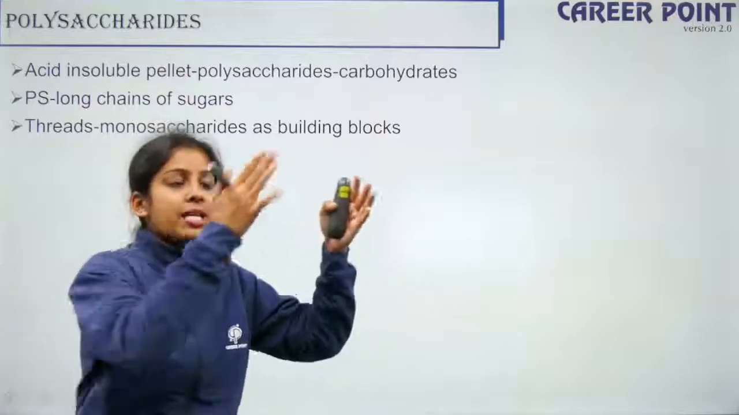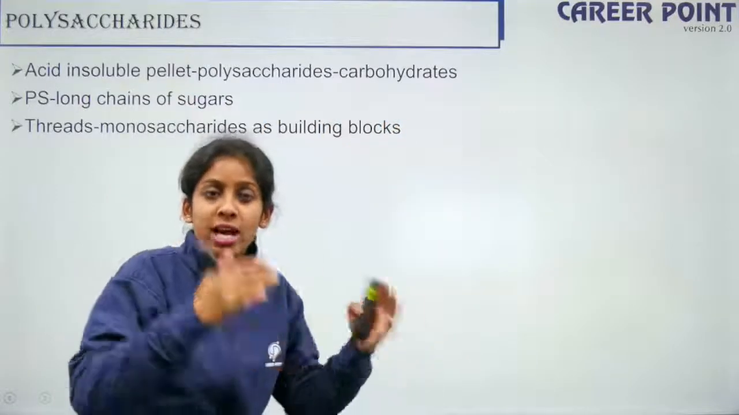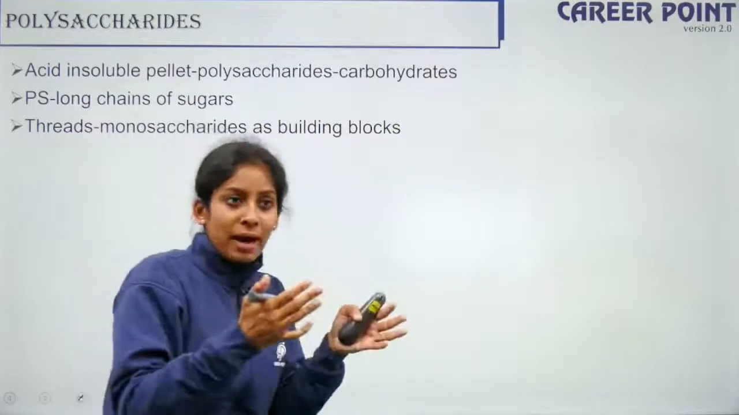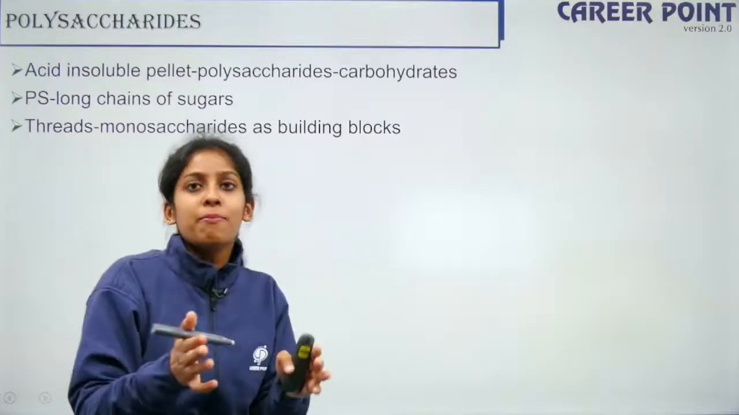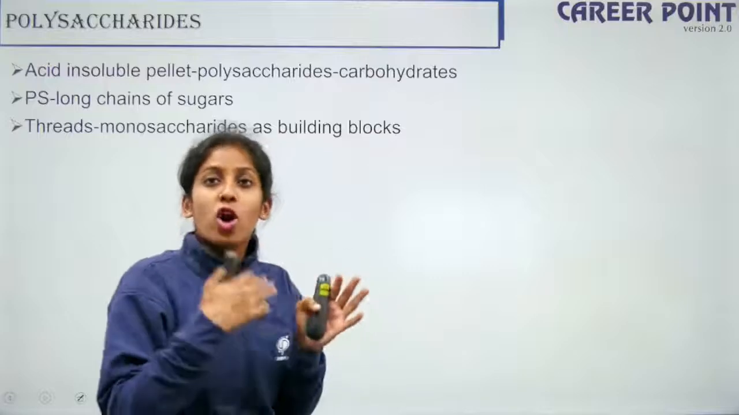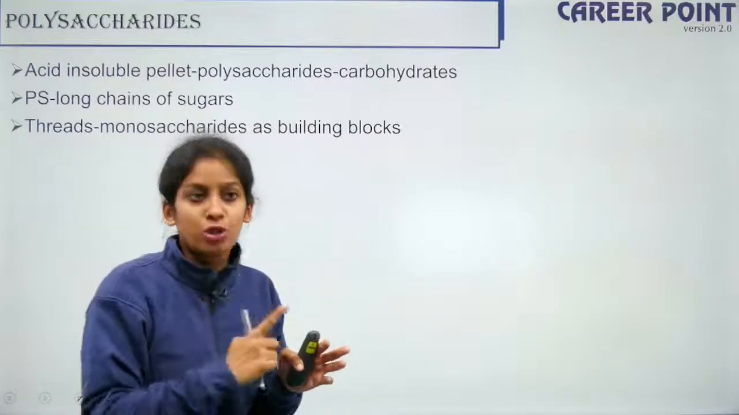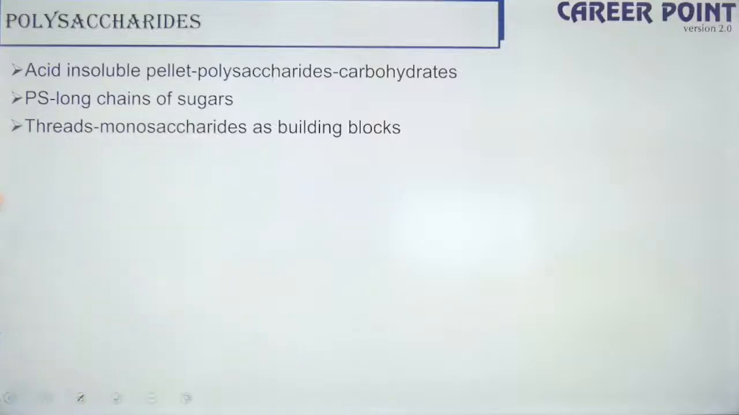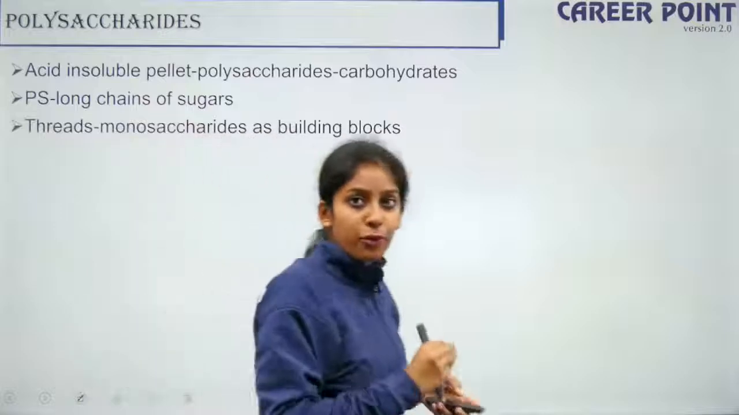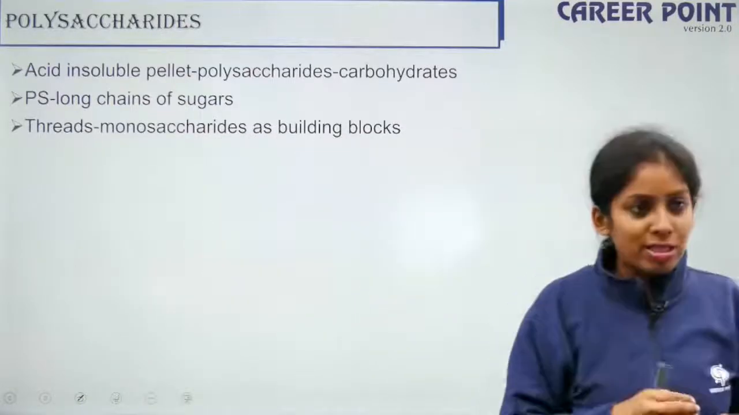So your polysaccharide is made up of many individual units, like a train is made up of many compartments, and you have an engine, you have a compartment, etc. Right? So in a polysaccharide, the individual units are called monosaccharides, that is single sugar. Poly is many. So they are made up of monosaccharides as building blocks, just like amino acids are the building blocks in your proteins.